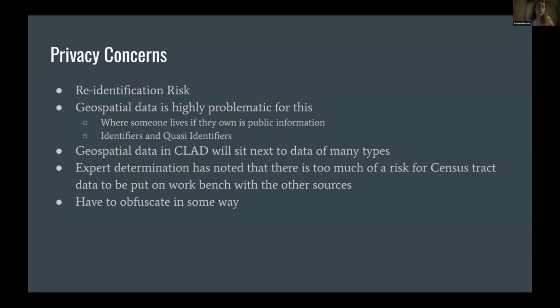And because we're having an expert determination, we are not necessarily in charge of exactly how this obfuscation will work. It has to be obfuscated in some way. We can't give the census tract data as it is, and it can't sit on the workbench with all the other sources. So we have to work with a Privacy Hub team to decide exactly how we're going to obfuscate the data, but make it as useful as possible for an end stage researcher.